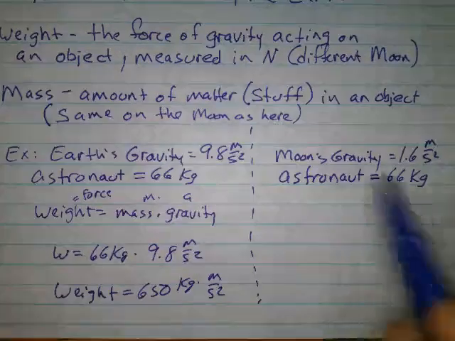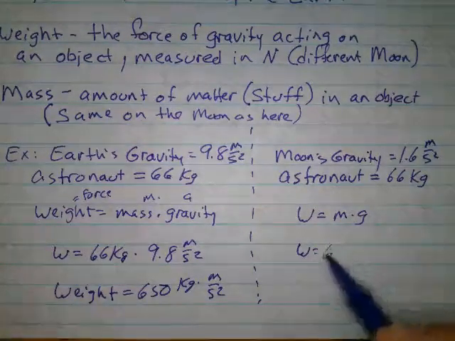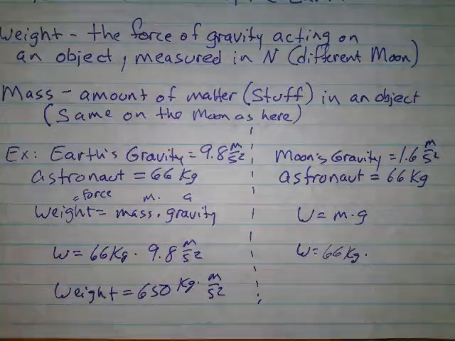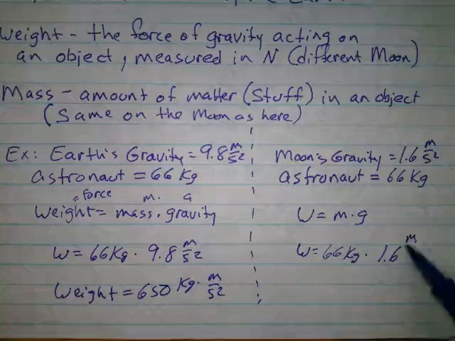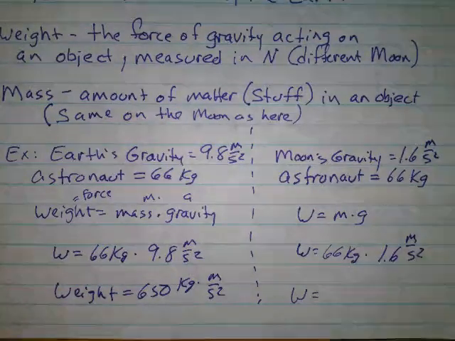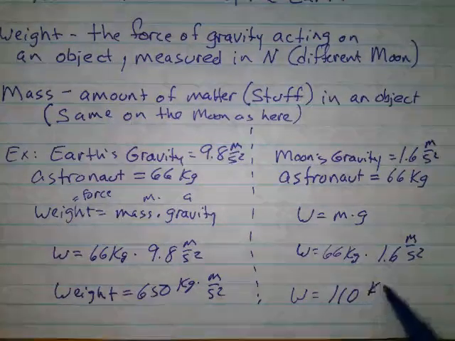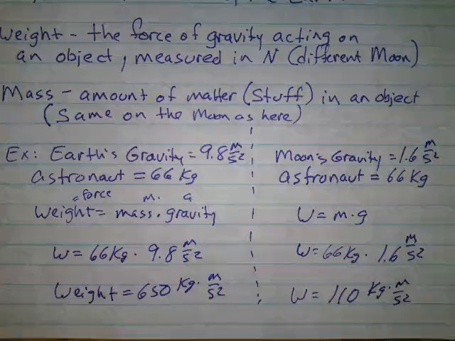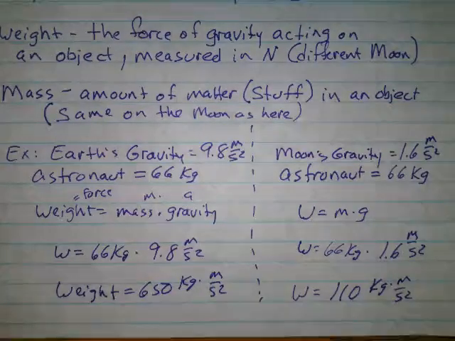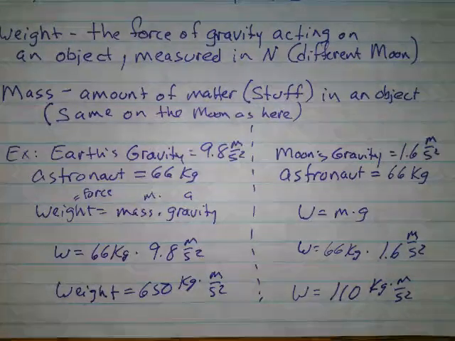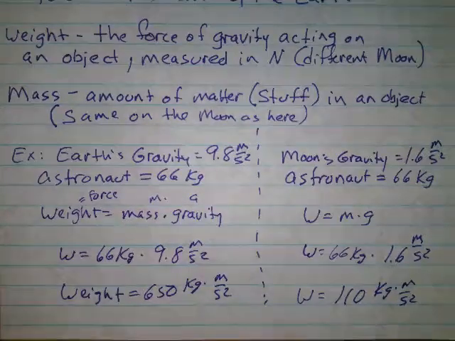On the moon, again, we're going to say weight is equal to mass times gravity. Weight is equal to 66 kilograms, because again, that astronaut isn't made of any less stuff up on the moon, but the gravity is less. Gravity is 1.6 meters per second squared. And so when we get the weight of the astronaut up on the moon, it is only 110 kilogram meters per second squared. So when you take something to the moon, it still has the same number of particles that make it up, the same number of atoms and molecules, but its weight is different. So weight depends on the amount of gravity. Mass is the same no matter where you are.